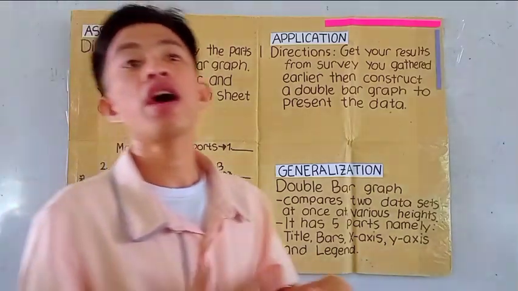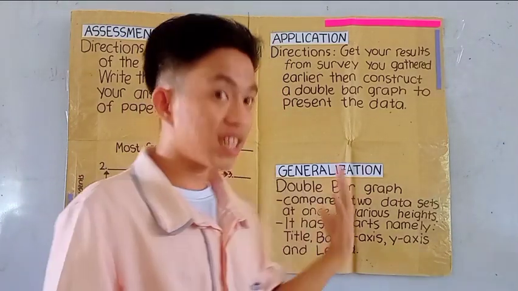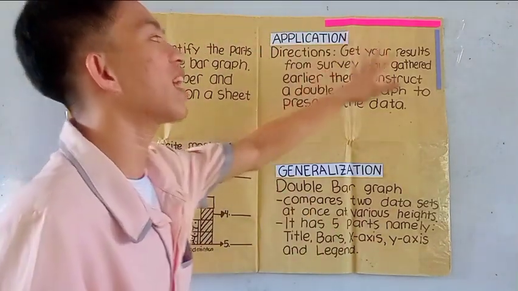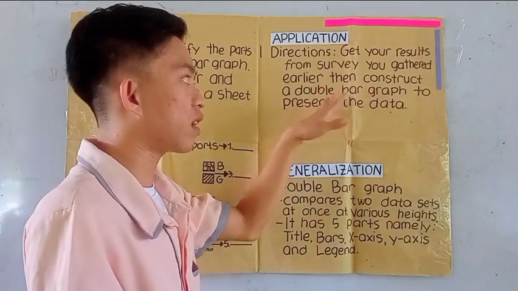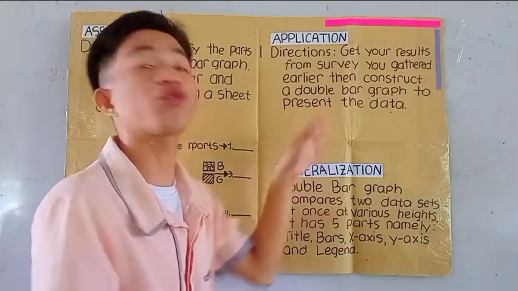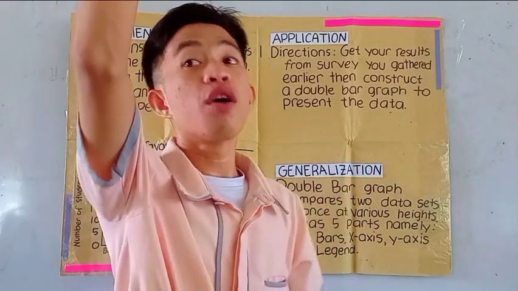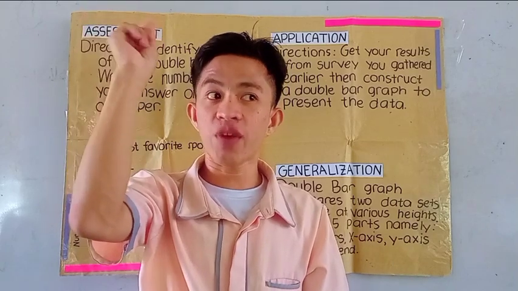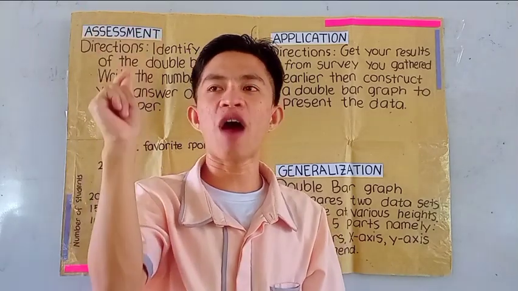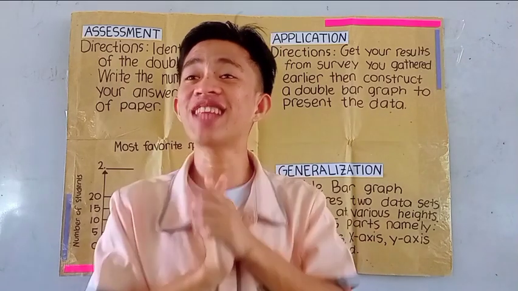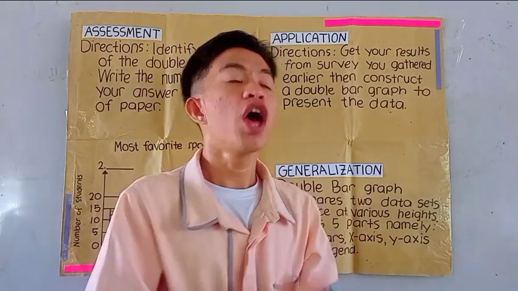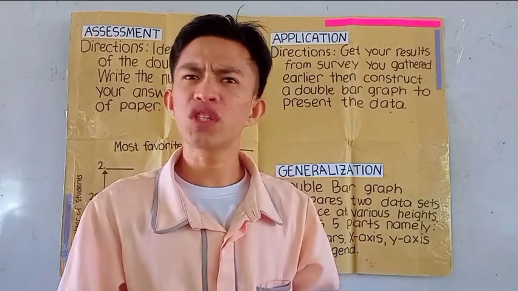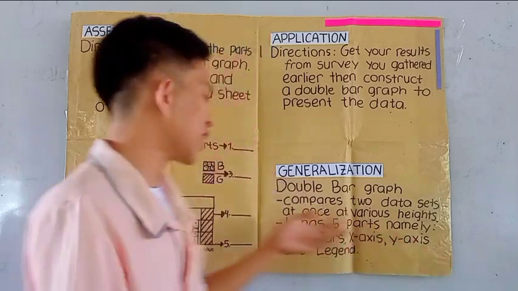Now let's apply your learnings from the discussion. Are you ready? Directions: get your results from the survey you gathered earlier, then construct a double bar graph to present the data. Can you raise your paper where you wrote the data that you gathered from the survey earlier? Okay, you got it right. Based on that data, you're going to construct a double bar graph. You got it? So what does the double bar graph look like? It looks like this.